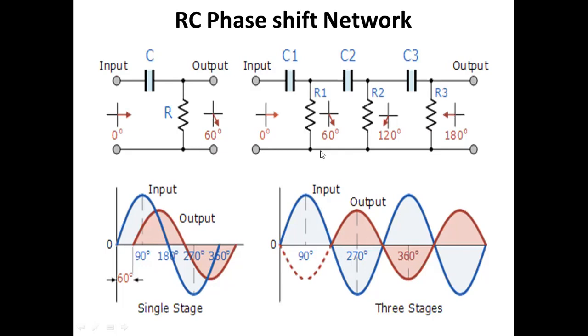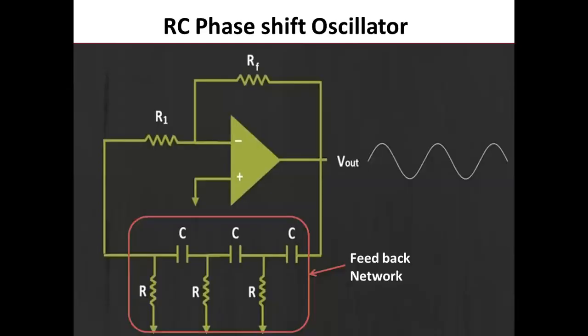This phase shift of 180 degrees is provided at the frequency that is equal to the frequency of operation of the oscillator. Therefore, when we use the RC phase shift network in the feedback circuit, we can use op-amp in the amplifier circuit, so the total phase shift becomes 0 or 360 degrees. Now let us understand the RC phase shift oscillator using op-amp.